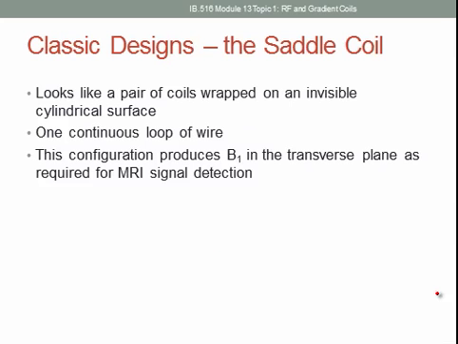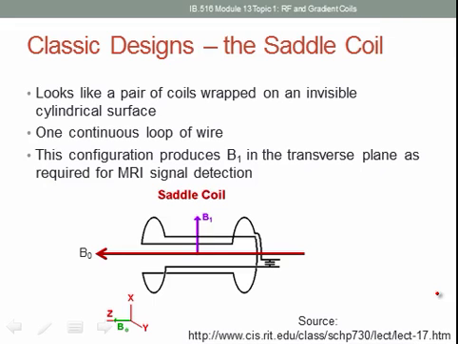Okay, so let's start to talk about some classic designs of RF coils. First is the saddle coil. The saddle coil looks like a pair of coils wrapped on an invisible cylindrical surface, but they're actually one continuous loop of wire. And as necessary, it produces a B1 in the transverse plane that's perpendicular to B0. I mean, that's a given. We always have to have B1 perpendicular to B0.